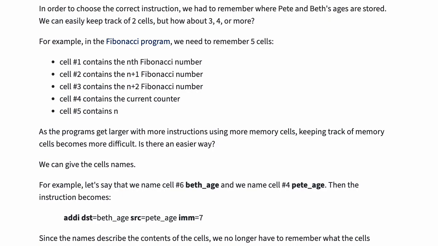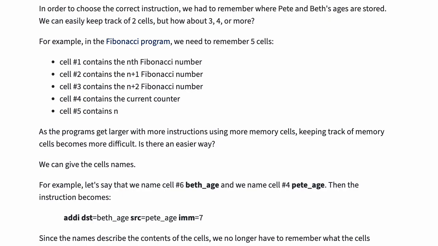We can easily keep track of 2 cells, but how about 3, 4, or more? For example, in the Fibonacci program, we need to remember 5 cells. Cell 1 contains the nth Fibonacci number, cell 2 contains the n plus 1 Fibonacci number, cell 3 contains the n plus 2 Fibonacci number, cell 4 contains the current counter, and cell 5 contains n. As the programs get larger with more instructions using more memory cells, keeping track of memory cells becomes more difficult.